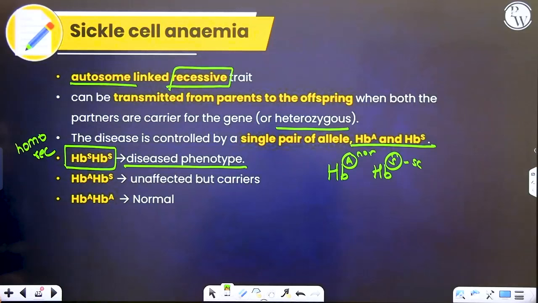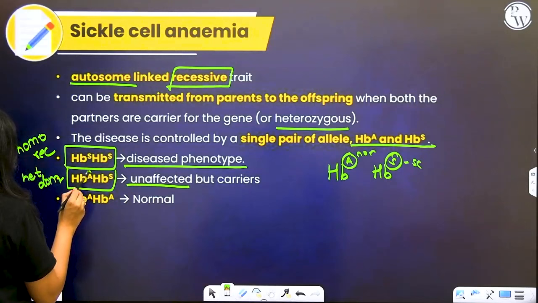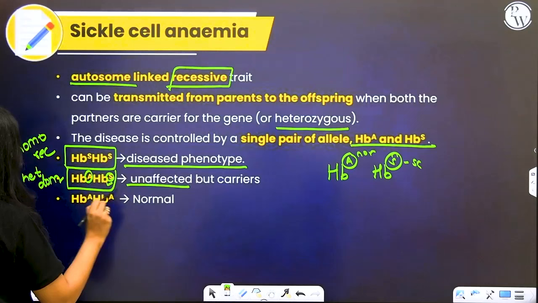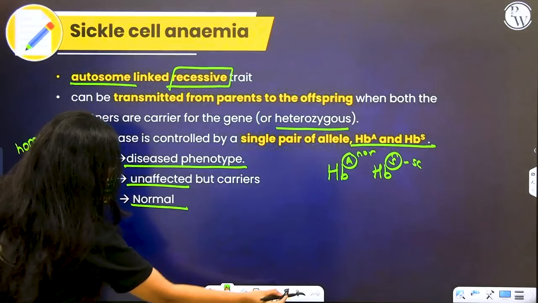If an individual is heterozygous, they are not affected. There is a defective allele, HBS, but HBA is present, so it will make up for it. They will produce normal hemoglobin also. If they are both HBA, HBA, homozygous dominant, then they are going to be normal.